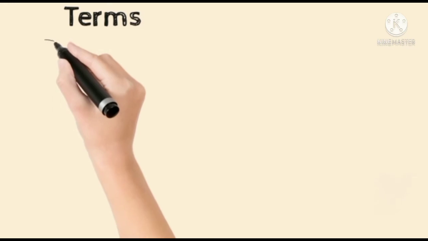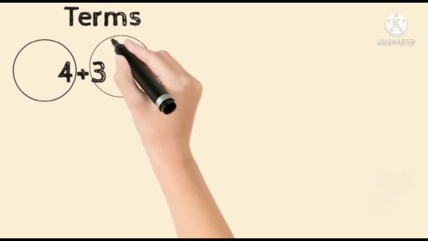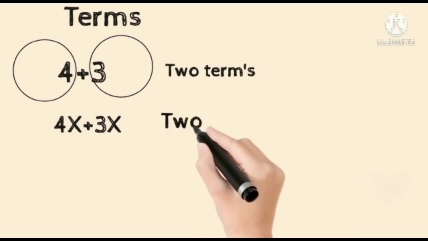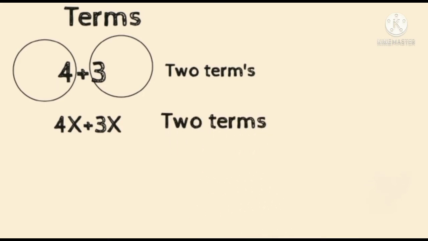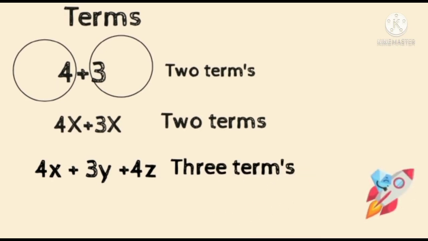Next, we'll move to the next topic. The main topic in algebra refers to terms here. What are terms? Terms are numbers which are separated by operational symbols. Example here is 4 plus 3. Now you can see 4 and 3 are separated by a plus symbol. So here 4 and 3 are referred to as terms. How many terms are there? There are two terms, meaning 4 and 3 make two terms. So we are discussing algebra here. Let me consider an example with variables. Here we have 4x plus 3x. So 4x and 3x make two terms. Similarly, you have 4x plus 3y plus 4z, and it gives you three terms.